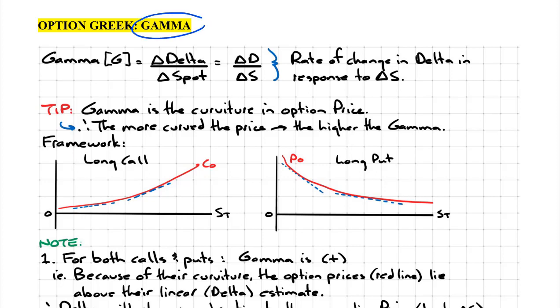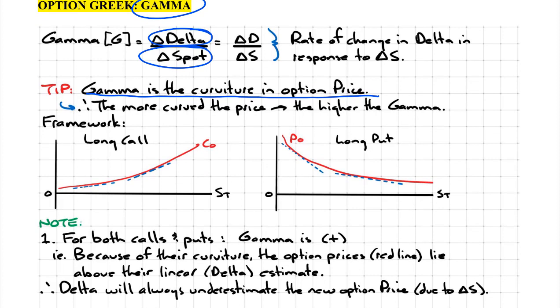Option Greek, gamma. Gamma is defined as a change in delta in response to the change in the spot price. But that's too technical. A better way to remember gamma is that it represents the curvature in the option price. And therefore, the more curved the option price is, the higher the gamma. And here's the framework. Let's start off by analyzing the long call position.